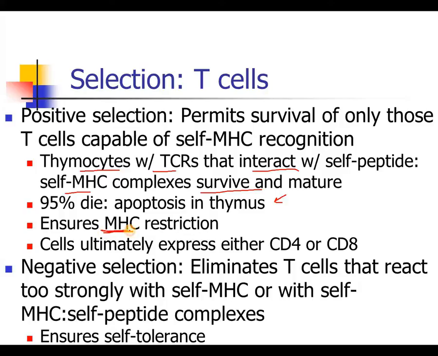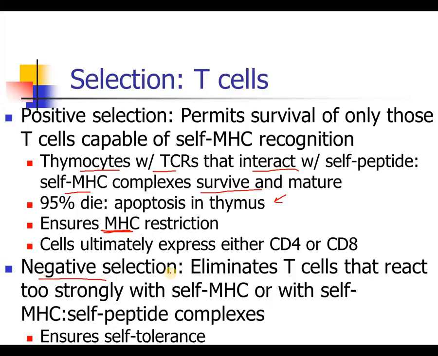Recognize MHC plus antigen, that's good. It's only for the T cells. The B cells don't need this, so positive selection only occurs in the T cells. And ultimately, the cell, as it's maturing, will express either CD4 or CD8. I will go over how that will happen in just a moment. It really depends on the specificity of the T cell receptor for self-peptide, self-MHC molecule. So I'll talk about that when we get to the images.